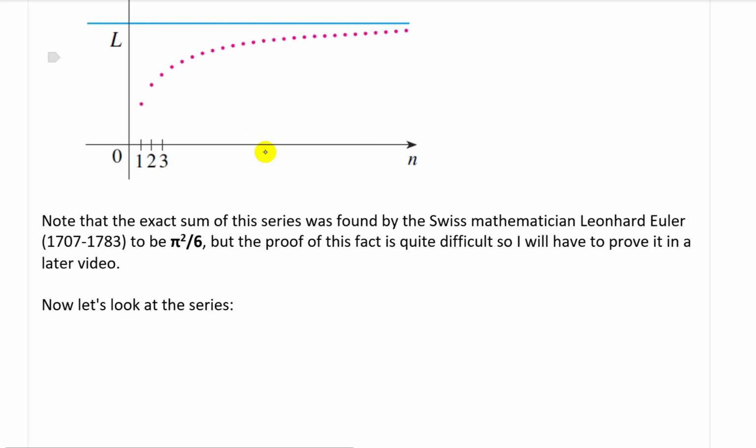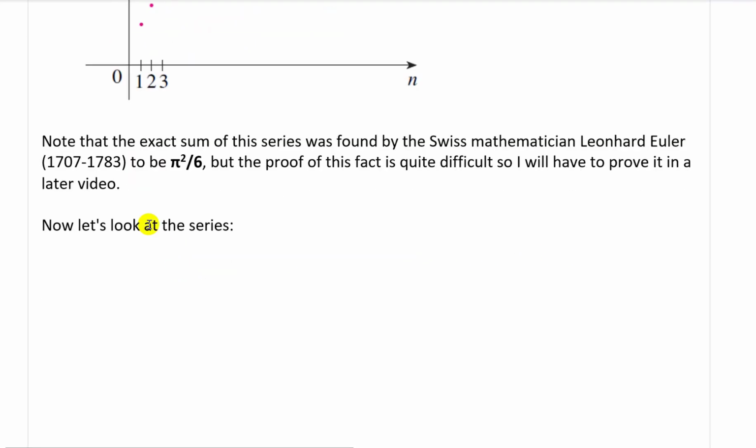Note that the exact sum of this series was found by the Swiss mathematician Leonhard Euler, 1707 to 1783, that's when he was born and died, to be pi squared over 6. But the proof of this fact is quite difficult, so I will prove it in a later video, another Problems Plus video, much later on.